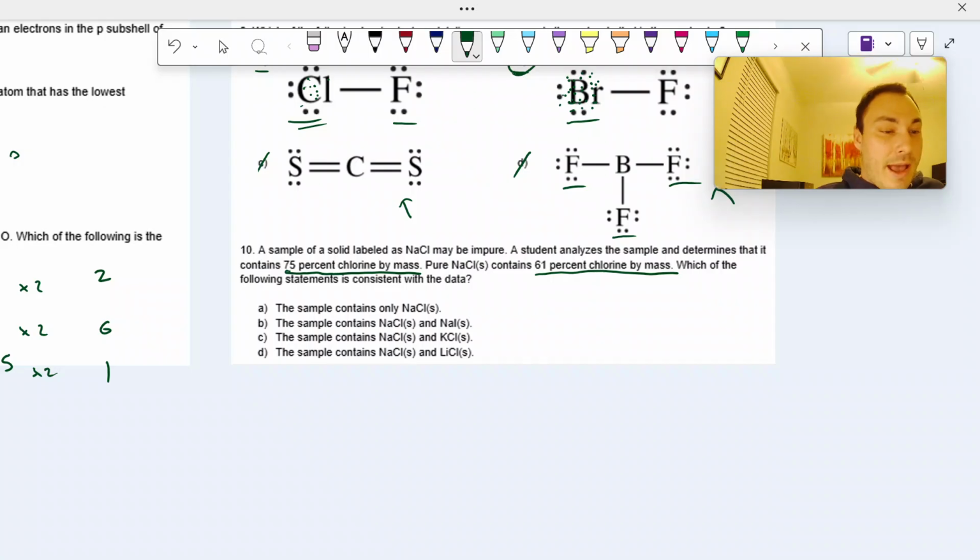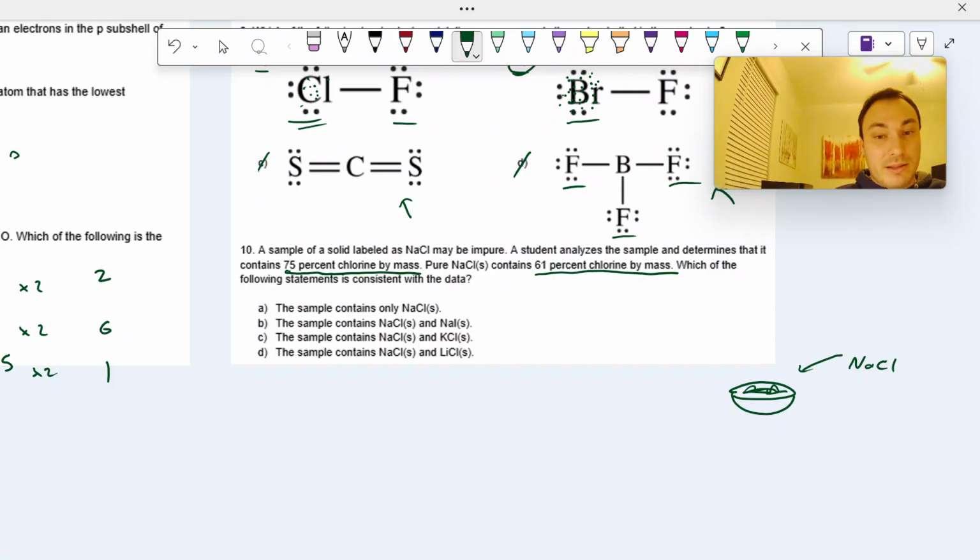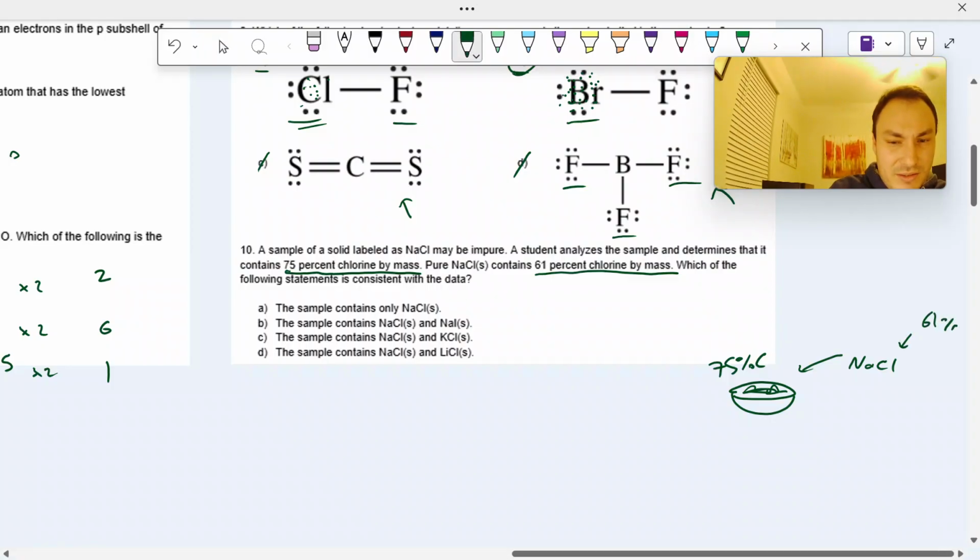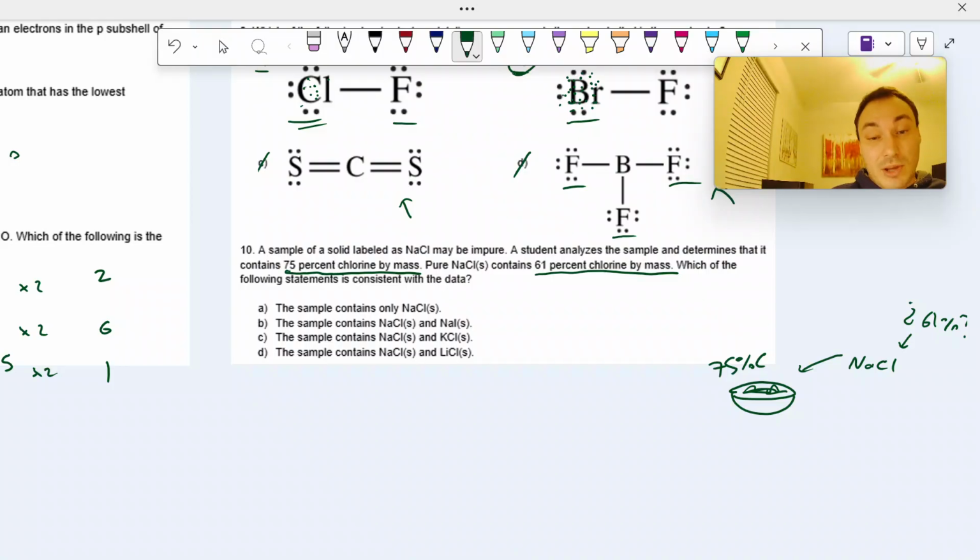So, our mass percent of chlorine, we have a sample. Let me draw a bowl. We have a sample, and in this sample is what we thought was pure NaCl. But when we took the mass percent of chlorine in the sample, we found that it was 75% chlorine. That's a problem because NaCl is only 61%. So what's happening? Something's in there contaminating it. Something is in there driving that percent mass of chlorine up.